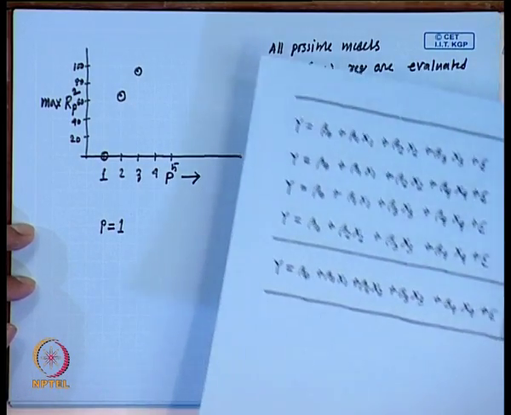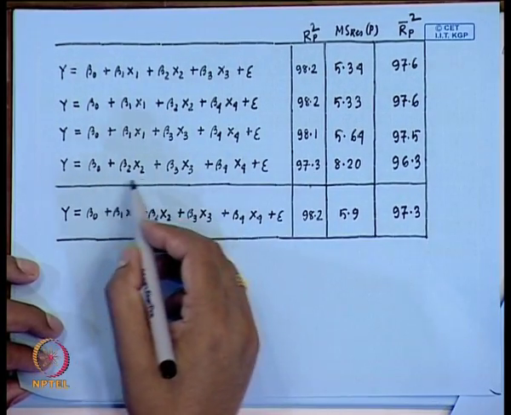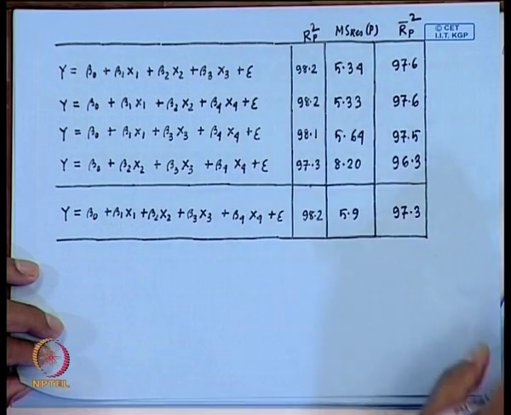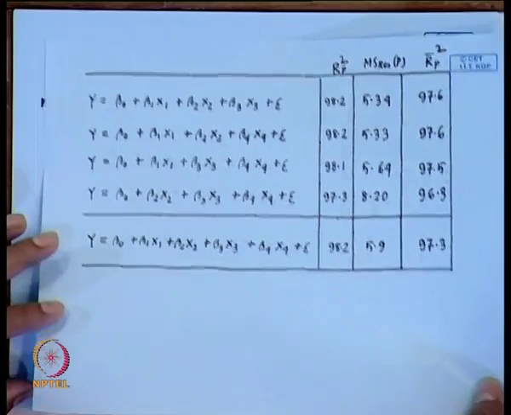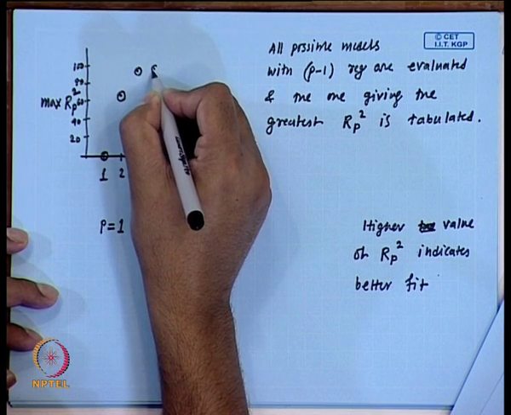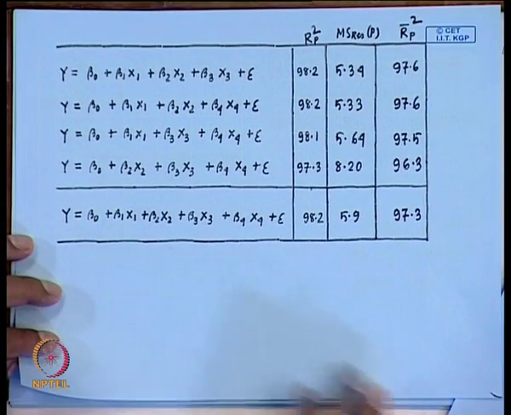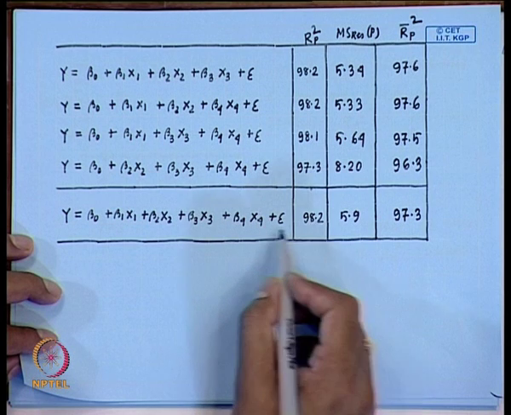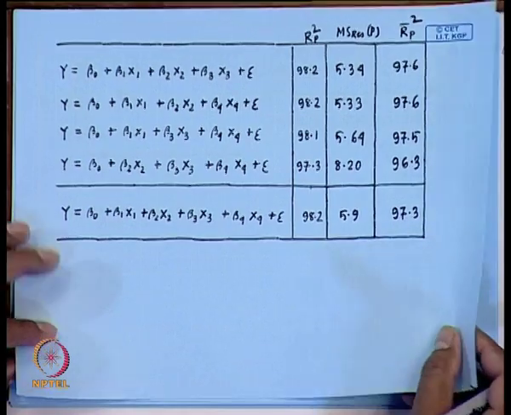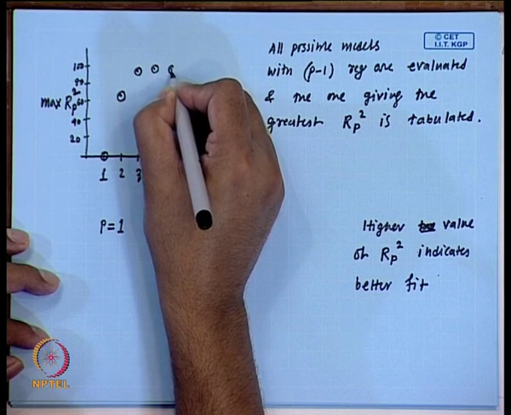Now, for p equal to 4, that means the number of regressors in the model is equal to 3 and the maximum is 98.2. So, for 4 it is 98.2 and for p equal to 5 means there are 4 regressors in the model and the coefficient of determination value is 98.2 again. So, we will plot 98.2 here. Okay.